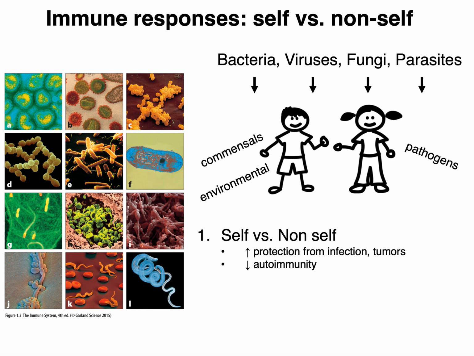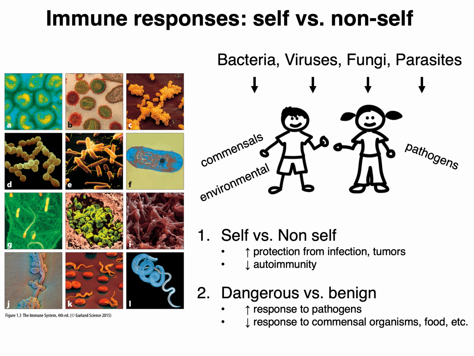And so a key function of the immune response is to be able to distinguish self and non-self. So for example, we'd like to protect ourselves from infections and tumors, but not cause autoreactive responses against our own tissues. We'd also like our immune system to be able to distinguish between what is dangerous and benign. We want to make a response to pathogens, but we'd prefer not to respond, for example, to commensal organisms or food antigens or other things like that.